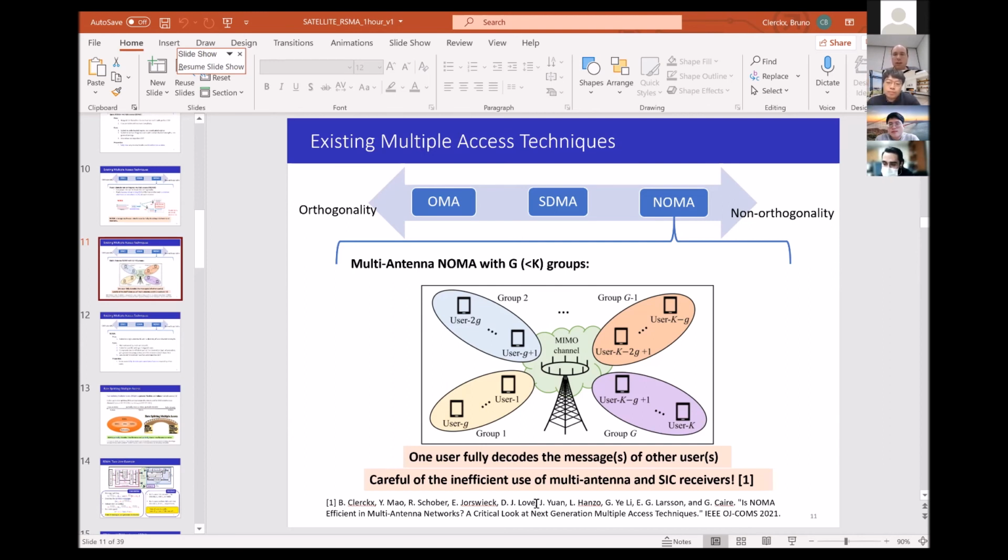The way SIC is used is quite different from NOMA, because you don't force yourself to be in a decode-interference regime. So that's my personal opinion about this. But we never know. Between what academia does and what industry does, it can be quite different.